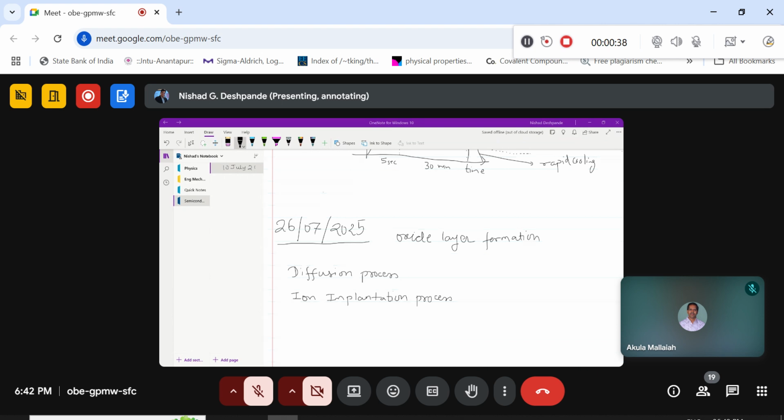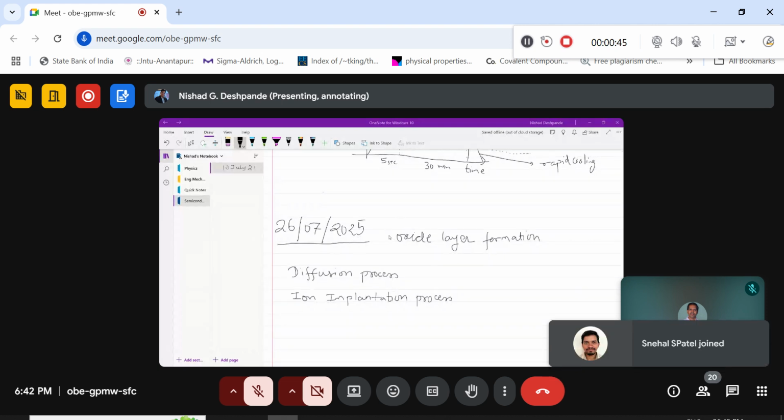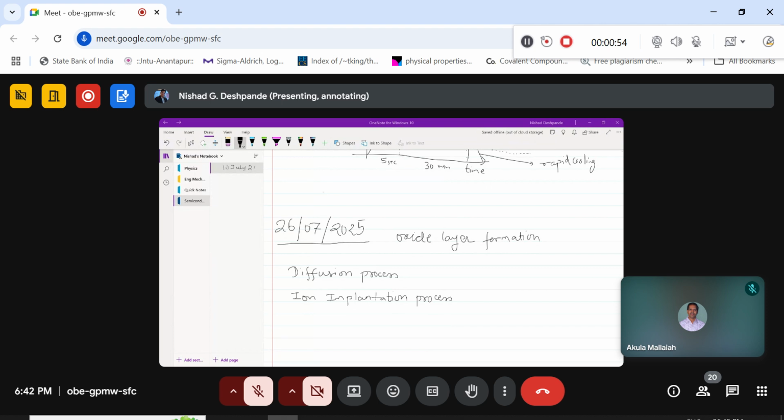Okay, so we were talking about these three important parts. One is your front end processes, where we were discussing the oxidation processes, deposition and oxidation processes. And in the back end, we will be having testing and packaging purposes. So we already discussed this part. We talked about what is thermal oxidation, how this thermal oxidation is useful for me to make silicon dioxide on silicon. And then we discussed why silicon dioxide is important in this particular process.